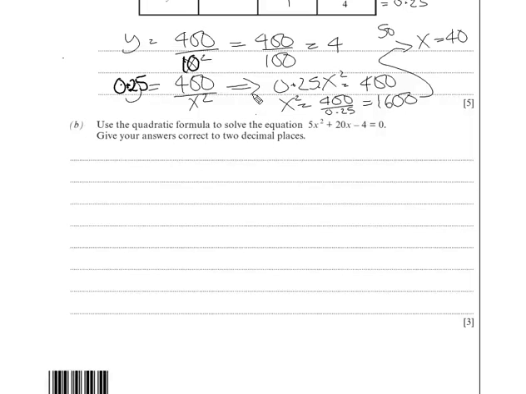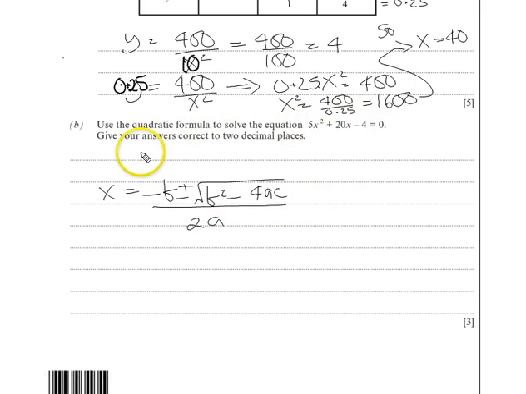Yeah, it is there. Quadratic formula. Okay, so it tells us that the answer in that case is equal to minus b plus or minus the square root of b squared minus 4ac, all over 2a. The quadratic is here, it's all arranged in the right positions. It's 5 lots of x squared plus 20 lots of x minus 4 equals 0.